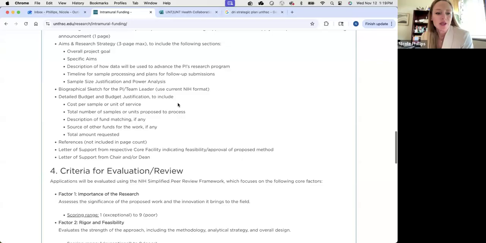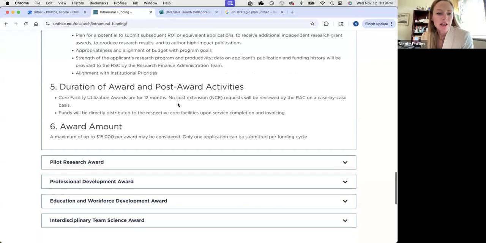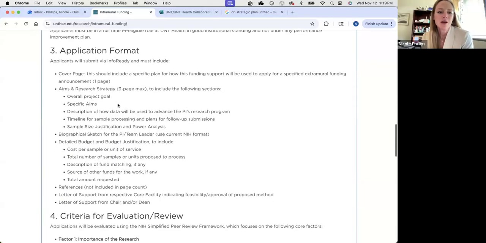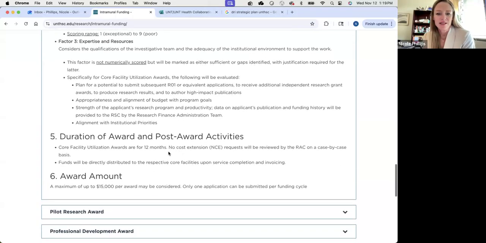So the scope of this award is, and you can see the application's a little bit more brief here. For example, this does not require SMART goals. So SMART goals are not necessarily an integral piece of every single mechanism here. So just pay attention to that. This is a shorter application. It's a smaller amount of money as well. So I believe that this is up to, again, 12 months, and you can ask for up to $15,000 for core facility work.